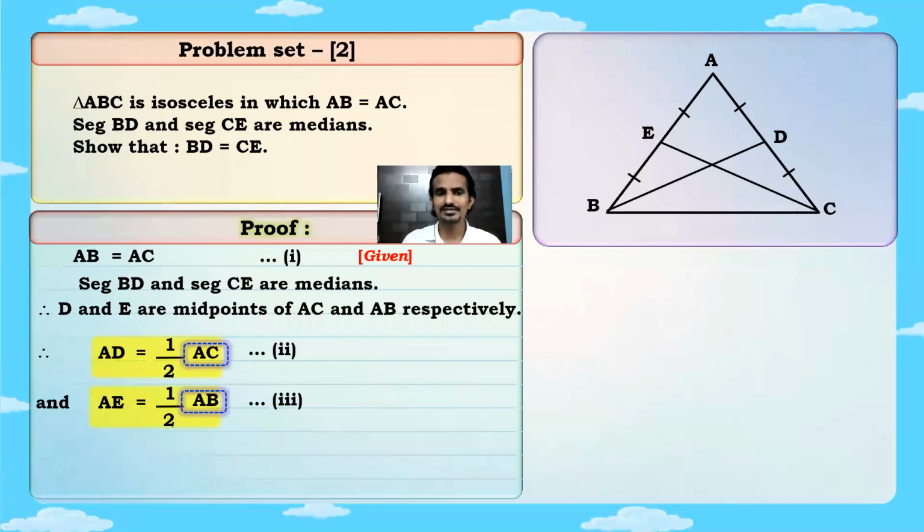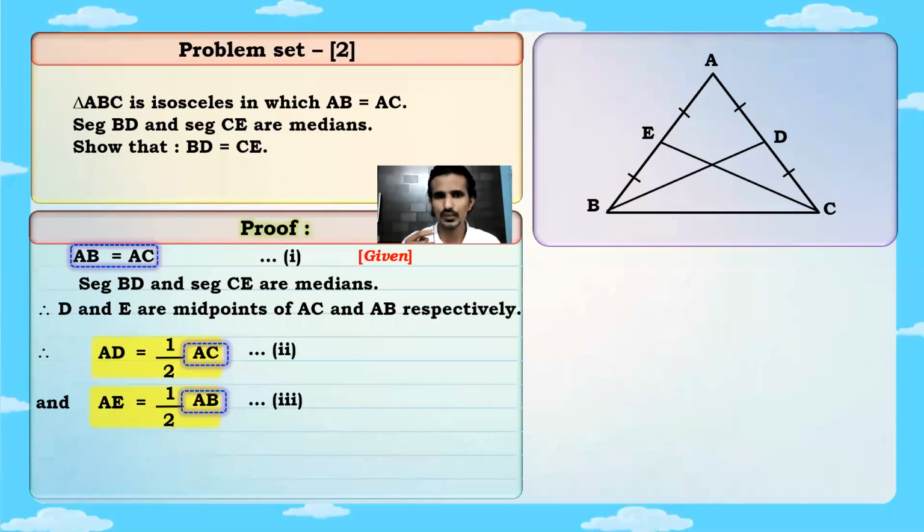But what do we know about AC and AB? We know that AC and AB are equal. So see what we have done. See carefully. Acha, Raju, just pay attention here. When we see the figure, we can conclude that AD is half of AC because D is the midpoint. So AD is half of AC, and we have written that as equation 2. Then we have AE. When you see the figure, E is on side AB. So AE will be half of AB, which is equation number 3.